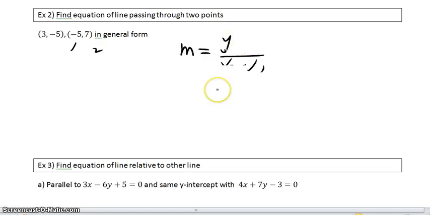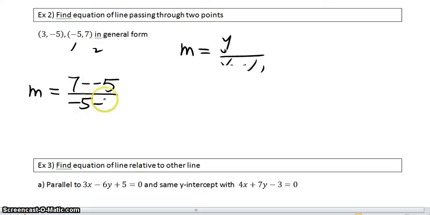Just ignore the technical problem. So m is y2 minus y1 over x2 minus x1. All right, so I have 12 over negative 8, which reduces to negative 3 over 2. So it's a negative number.